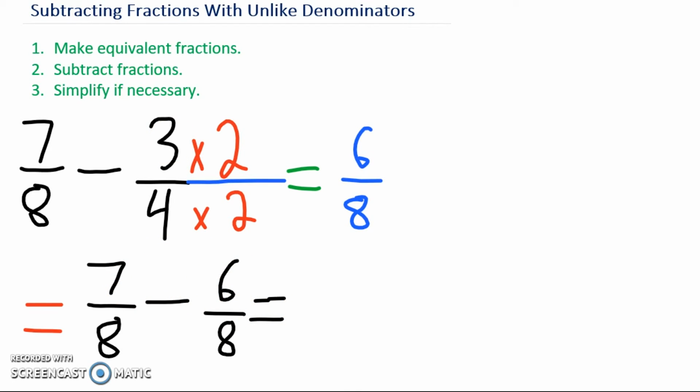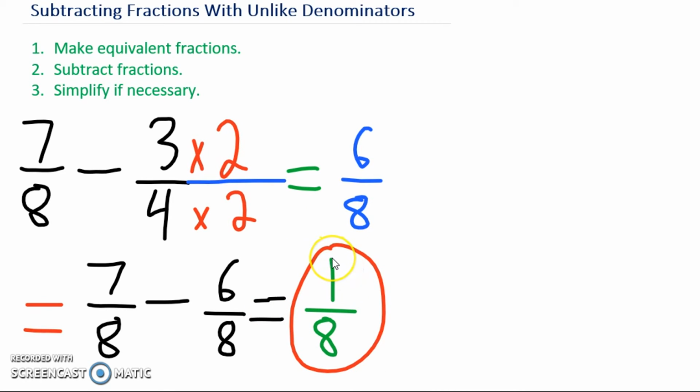So 7 minus 6 is 1 over 8 minus 8 equals 0, but since these are like denominators, it has to be 8. So 1/8 is our final answer. And how I know we're not going to simplify this is because this is a unit fraction. I'll explain in my simplifying video that if it's a unit fraction, you can't simplify it anymore. Anyway, so the 1/8 is our final answer.